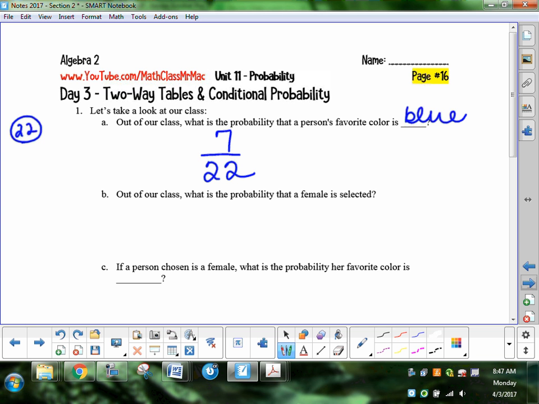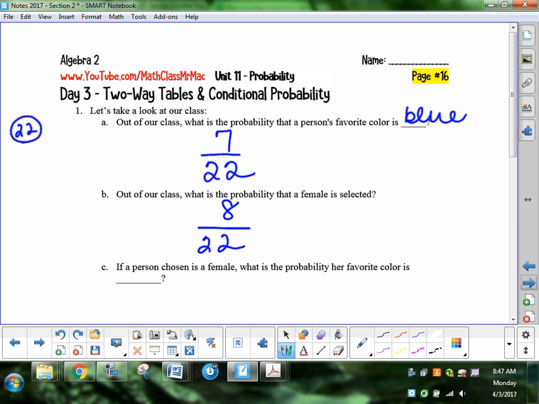Out of our class, what's the probability that a female is selected? So girls, right now, raise your hands. That means you actually do it. It's not an option. Yes, all of you. All of the girls, like this. We've got 1, 2, 3, 4, 5, 6, 7, 8 girls. Is that right? Okay. 8 out of 22.